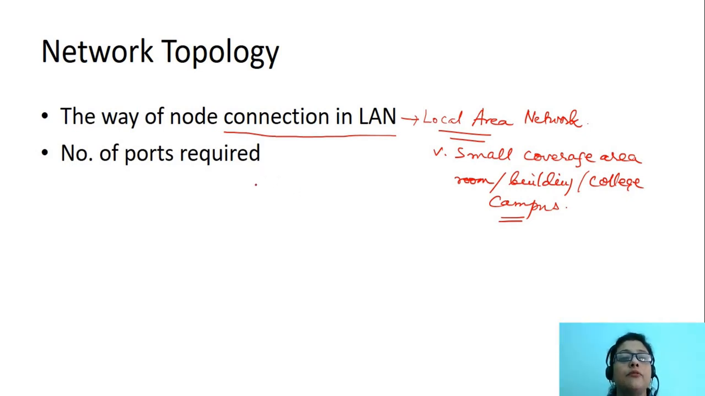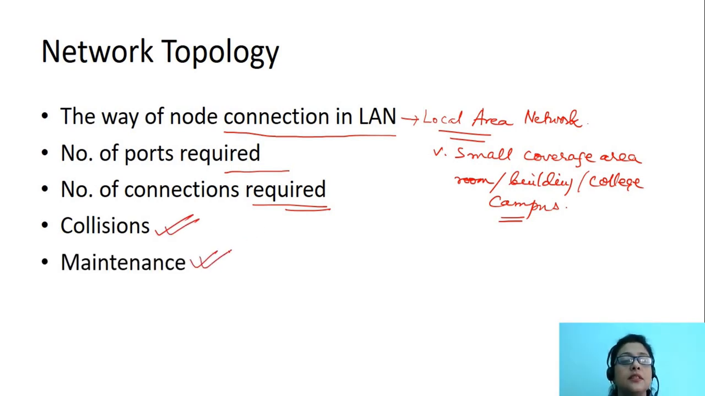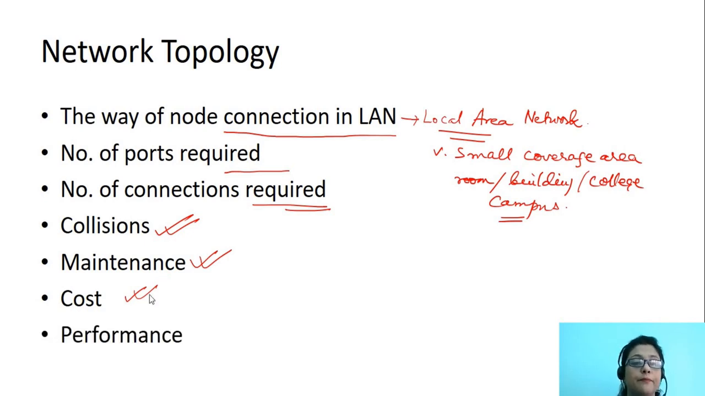Now, another important aspect of network topology is the number of ports that are required per node in the connection. Number of connections that are required in the network for data transmission. Whether collisions are there or not. What is the maintenance status? What is the cost of maintenance as well as cost of installation of the entire network topology? Then comes performance. So with respect to all these parameters, let us now learn about the different network topology types.